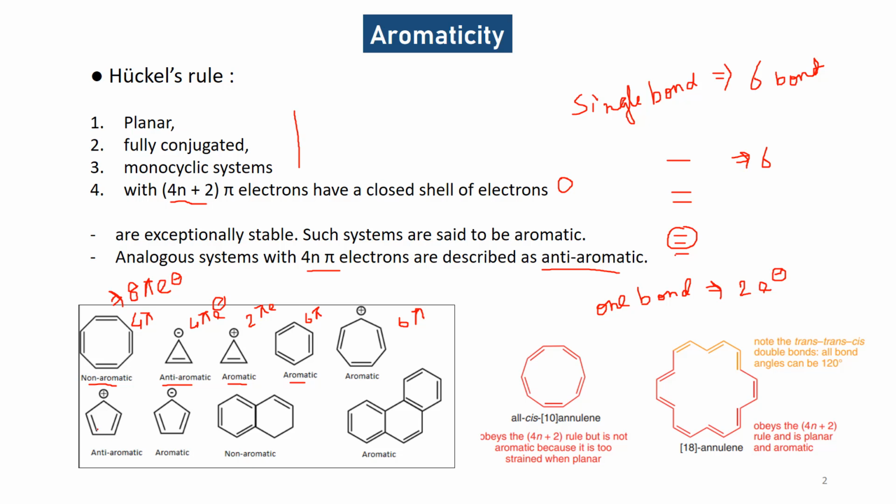Next is this one. How many pi electrons does it have? 4. So it is not 4n plus 2. Whenever it is 4 pi electrons, that will be anti-aromatic. As I said, whenever it is 4 pi electrons, it will be anti-aromatic.